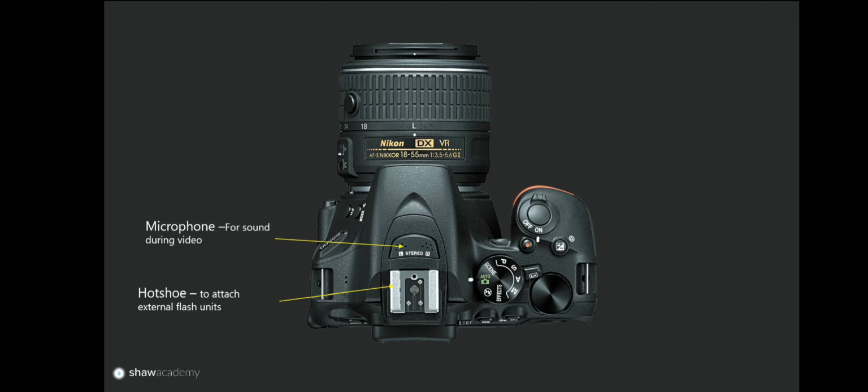Then we have our microphone. This is for capturing sound during video and for playing it back as well. We have our pop-up flash, so some cameras will have a built-in pop-up flash for adding an extra little bit of light when we need it. We also have our detachable lens. In this particular case, our DX, this is our DSLR lens. We're going to talk about this a lot more in detail in the next lesson.